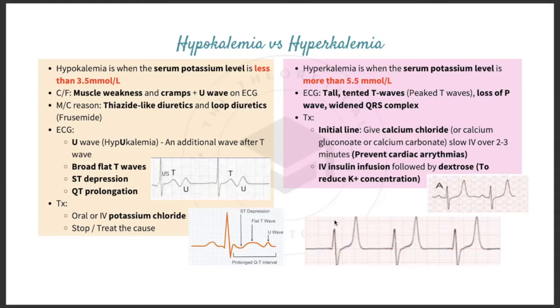So you look at the T wave, is it higher than the R wave? Loss of P wave, as you can see here, there are no P waves. Okay, and widened QRS complex. Initial line would be to give calcium chloride or calcium gluconate or calcium carbonate. Why? You want to protect the heart first. You want to prevent cardiac arrhythmias. This is followed by IV insulin infusion, followed by dextrose. This is to reduce the potassium concentration.